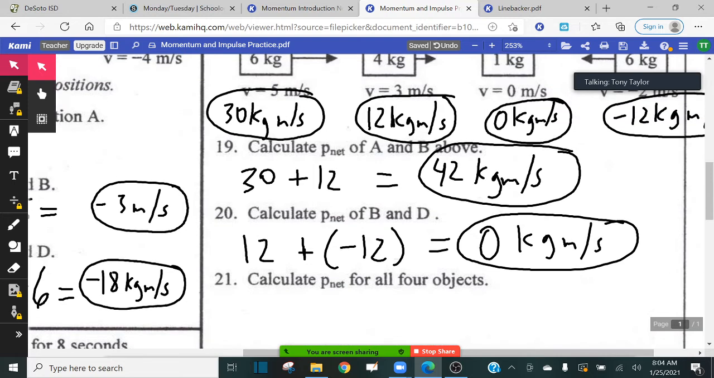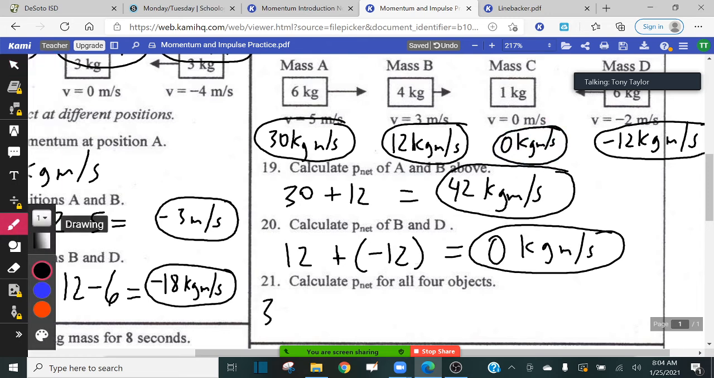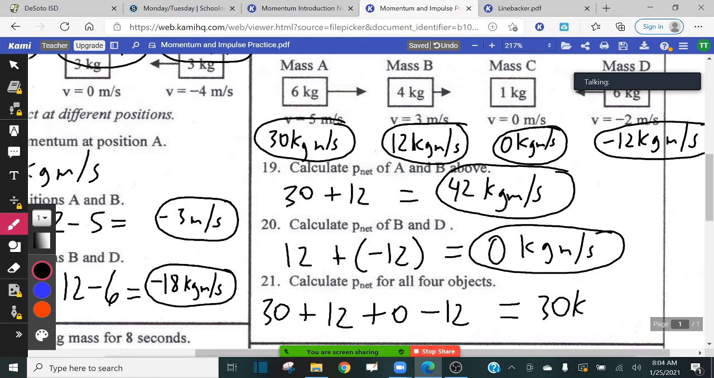And lastly, look at number 21. Number 21 says calculate the net momentum for all 4 objects. Net momentum for all 4 objects means I'm going to take 30 plus 12 plus 0 plus negative 12. Guys, when you add up all those numbers, because that's what net momentum means, it's the sum of all the individual momentums. The positive 12 and the negative 12 cancel each other out, and so what you're left with is 30 kilograms meters per second.